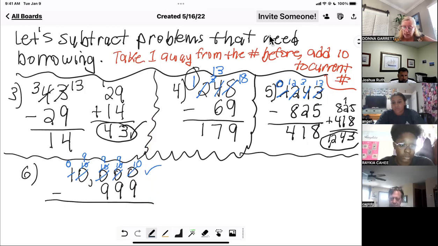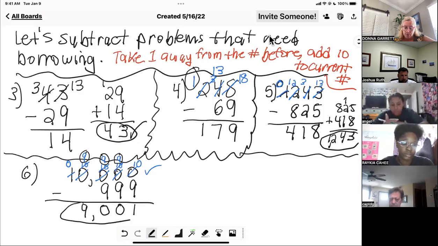So 10 minus 9 is 1. Now remember, we have a 9 up here. So 9 minus 9 is 0. A 9 again, 9 minus 9 is 0. We have a 9 here too, but I have nothing to subtract from, so the 9 comes down. And 0 is here, so my answer must be 9,001.